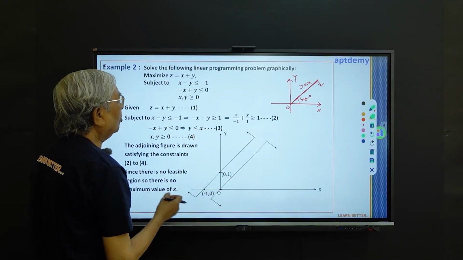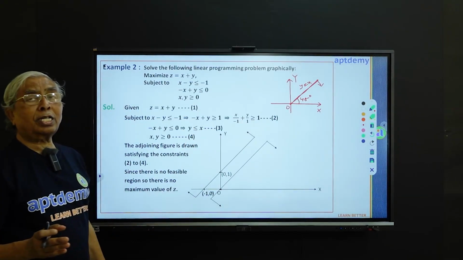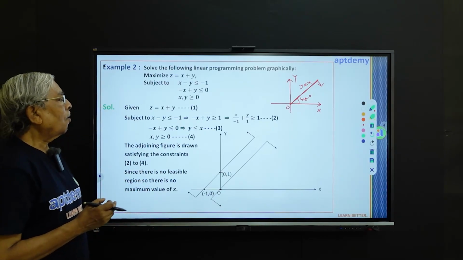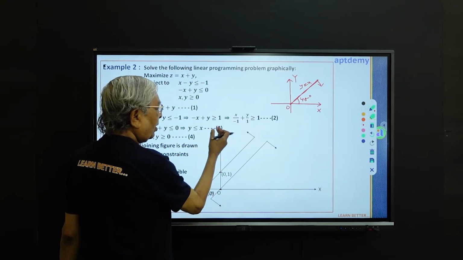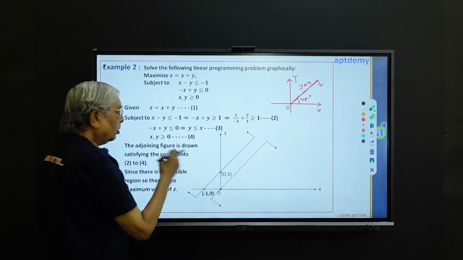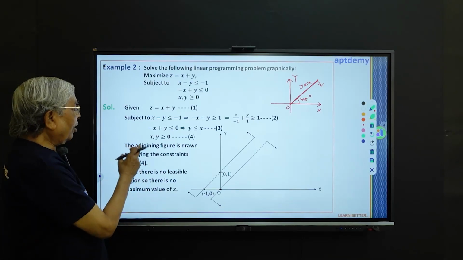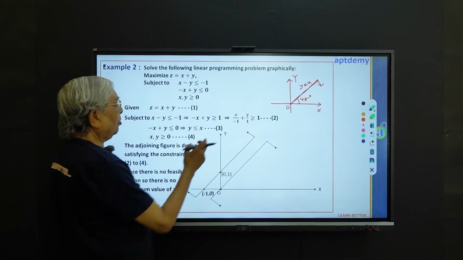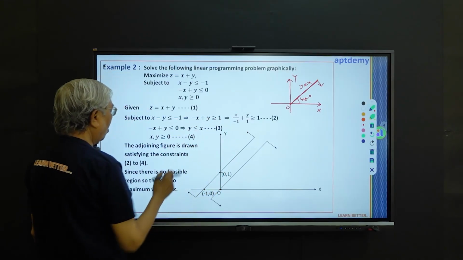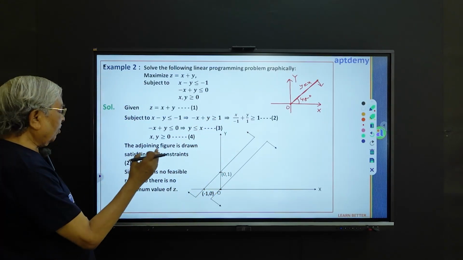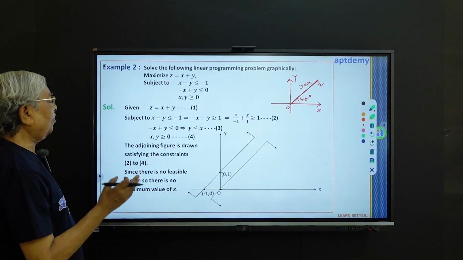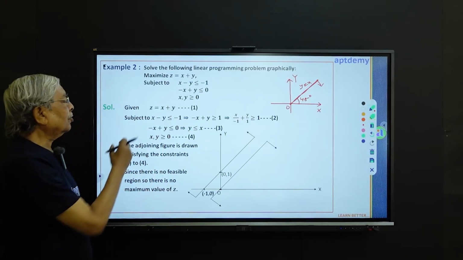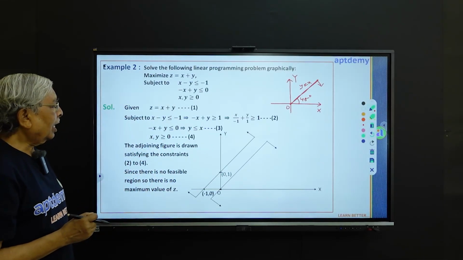So first we have to state whether it has a common region or not. In the previous problem, we have seen a common region, but here this is upward and this is downward. So there is no common region. The joining figure is drawn satisfying constraints 2 to 4, and it is seen that there is no feasible region, so there is no maximum value of z. Feasible region means a common region between these constraints 1, 2, 3 and 4.